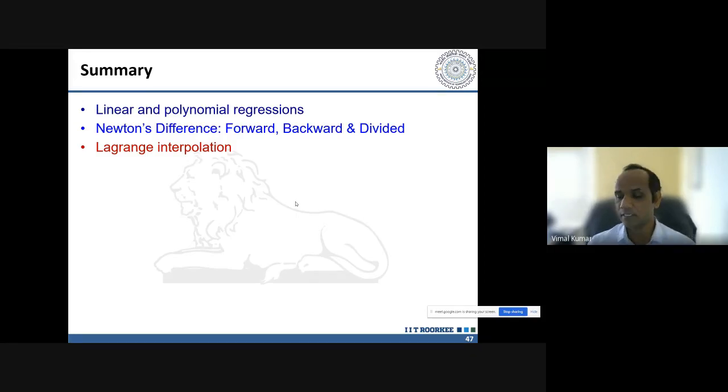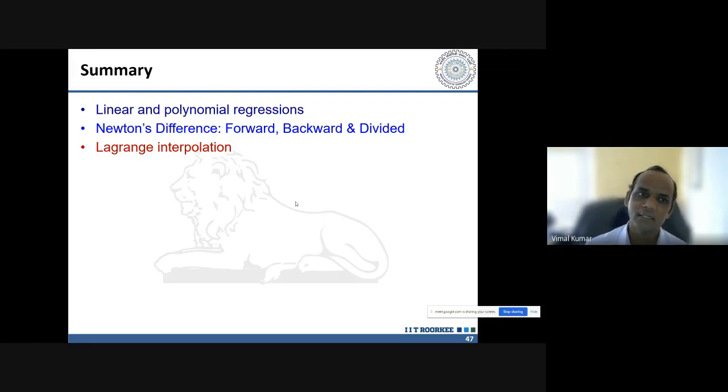Then we discussed three methods for polynomial interpolation: forward, backward, and divided differences. Forward and backward are limited to evenly spaced data points, and divided differences are for non-evenly spaced data points. Similarly, Lagrange interpolation is applicable for non-evenly spaced data points, but it involves very large polynomials. Lagrange interpolation has a disadvantage: if the polynomial is too big, oscillations occur. If it is too small, say a quadratic with only three terms, it will result in inaccuracy.